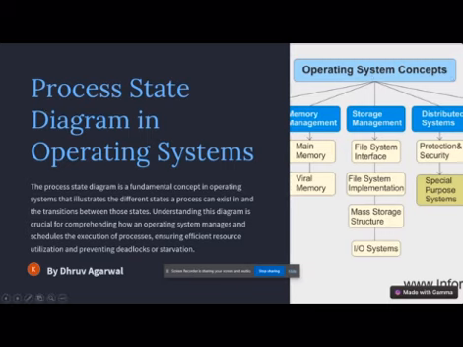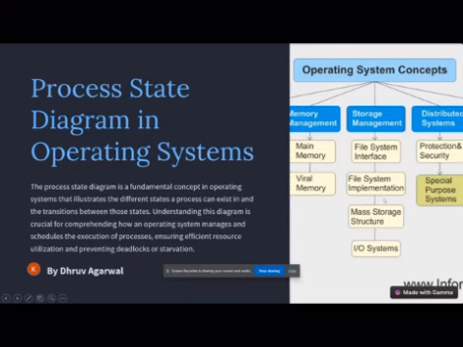As you can see, operating system concepts. This divides in three parts: memory management, storage management, and distributed management. In memory management, it contains main memory and virtual memory. And in storage management, it contains file system interface, file system implementation, mass storage structure, and input-output systems. And in distributed systems, it contains protection and security, special purpose systems.